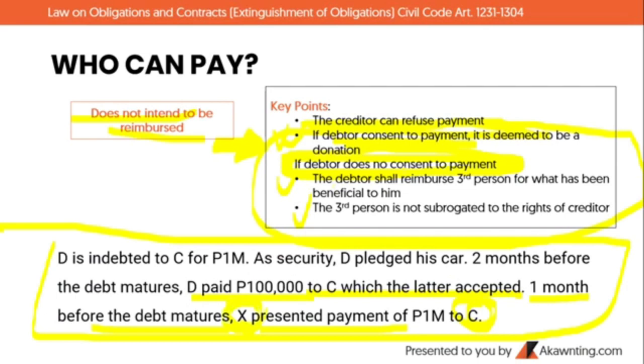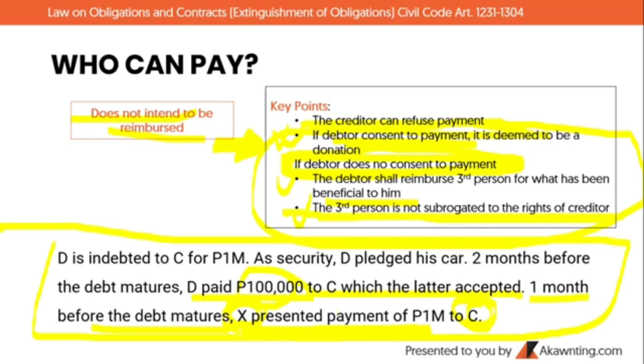Pero what if the debtor does not consent? In this case, X will be the creditor of D. Pero kapag maniningil na si X from D, magkano lang ang pwedeng masingil niya? 900,000. Kasi ganun din sa second scenario, if the debtor does not consent to the payment, the debtor shall reimburse the third person for what has been beneficial to him. Ang naging beneficial lang in this case is 900,000 kasi nagpauna na siya ng 100,000. Ganun din sa last bullet point, the third person is not subrogated.